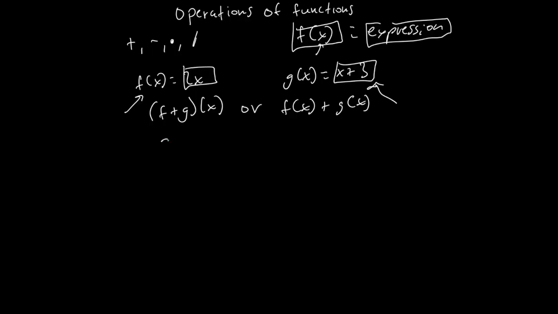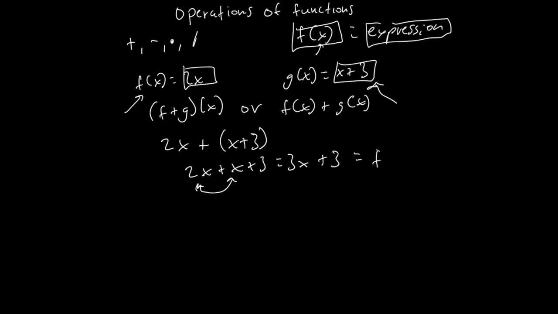So we take 2x and we just add it to x plus 3. And it is important to put the parentheses here, because later when we get to more complicated things, the parentheses will be very important. And since this is addition, you basically can get rid of the parentheses. So you can just do 2x plus x plus 3, and now we combine like terms. So you get 3x plus 3. So 3x plus 3 is our new expression, so that's f plus g of x.